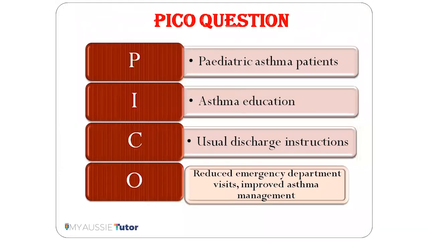So, first of all, we begin with the PICO question or the research question that we have developed. PICO in this case is the methodology of writing the question, where P is the population that has been chosen, I is the intervention that is being applied or checked, C is the comparator to which the intervention is being compared, and O is the outcome that is being assessed, that is, what changes to the outcome have been seen as a result of the particular intervention as compared to the comparator.